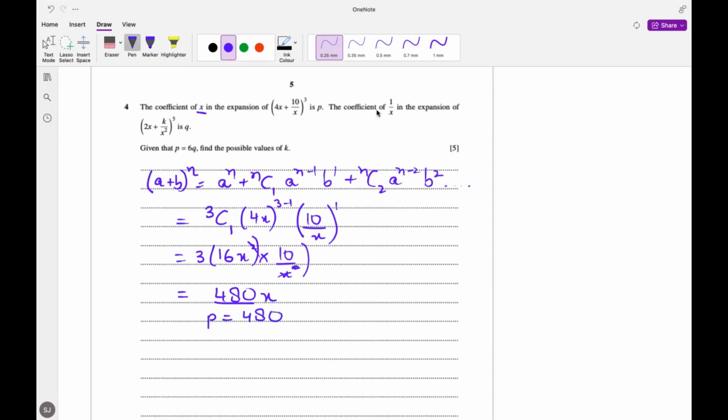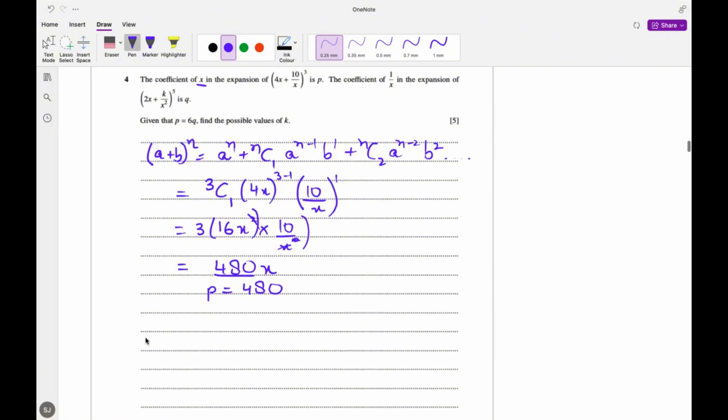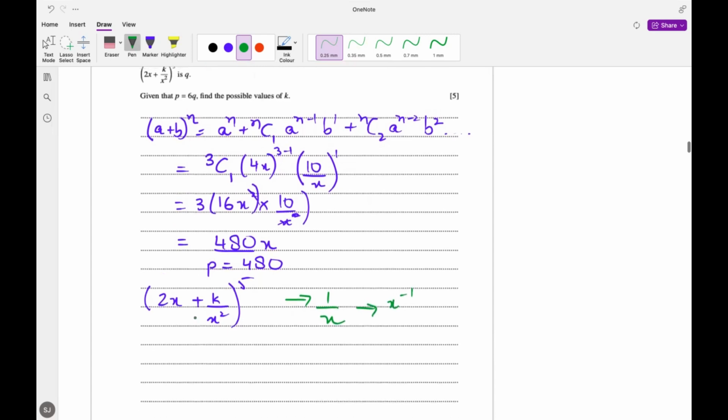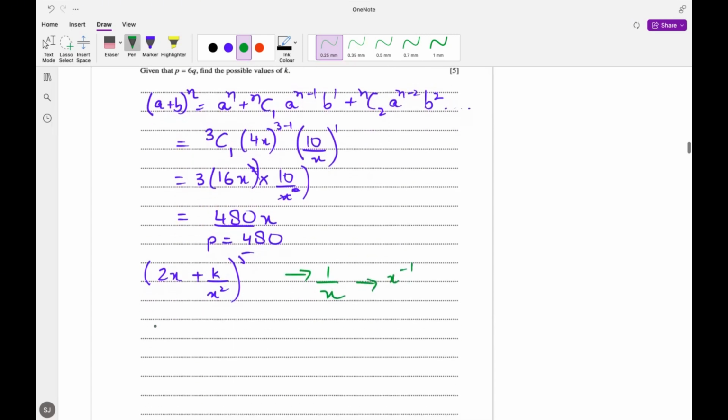And now in the next part, we have to find the coefficient of 1/x in the expansion of (2x + k/x^2)^5. So this 1/x basically means we are looking for x to the power minus 1. Now if we cannot directly guess how to get x to the power minus 1, we can use the method where we can just write it as 5Cr. a is 2x, so in place of 2x we can just write x, as we are looking for a power of minus 1, and this will become 5 minus r. And b is 1/x^2, we can write it as x to the power minus 2, to the power r, and we need x to the power minus 1.